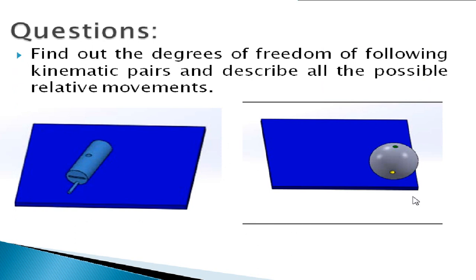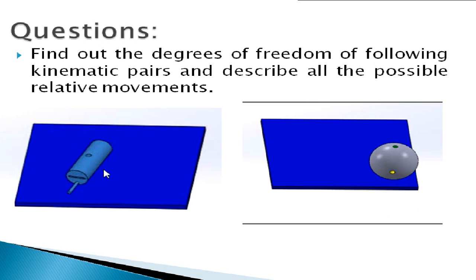Let me conclude this module by posing two questions. I'll try to animate both of these. Try to find out what is the degree of freedom of this kinematic pair as well as this kinematic pair. This blue link is a plane. You have a cylinder here, you have a sphere here. I'll try to animate each one of them. So this you can call a cylindrical plane pair. This you can call a spherical plane pair.